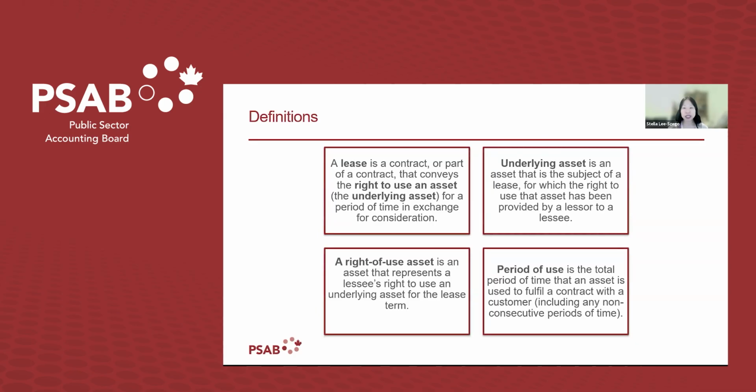In addition to the definition of a lease, IPSAS 43 provides some other key definitions that will be important as we move along this module. The distinction between an underlying asset and a right-of-use asset is critical to the lessee accounting model under IPSAS 43. Let's break this down. The underlying asset is the tangible or intangible asset that is subject to the lease for which the right of use of that asset has been provided by a lessor to a lessee, for example, a building, vehicle, or equipment. The right-of-use asset represents the lessee's right to use an underlying asset for the lease term and only exists as a result of the lease contract.